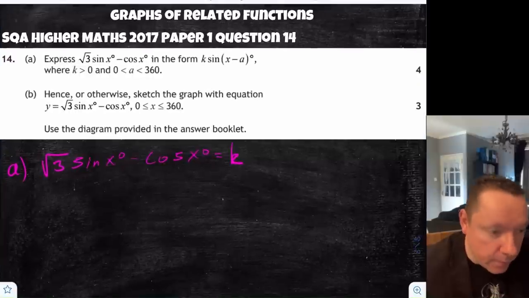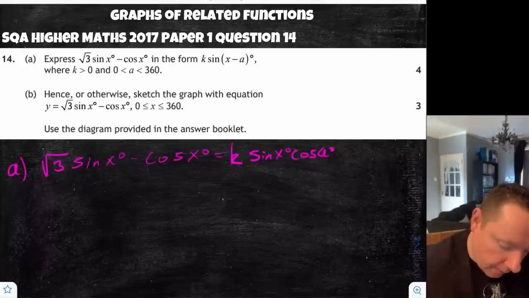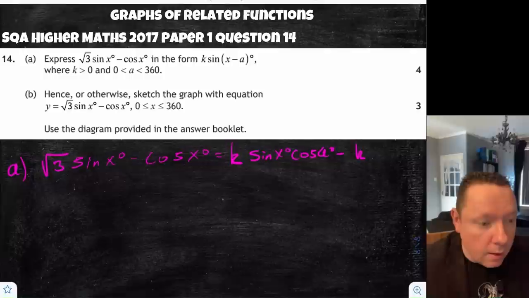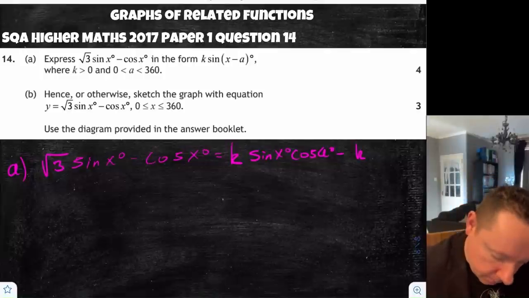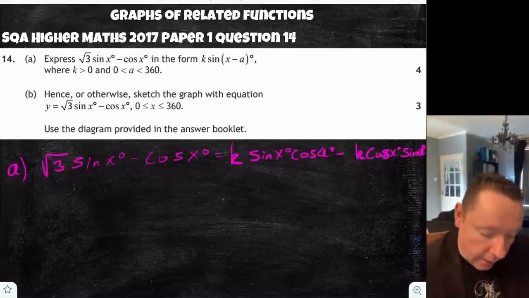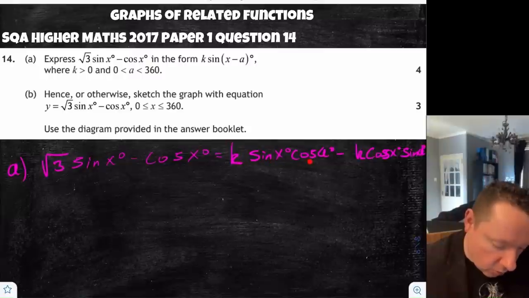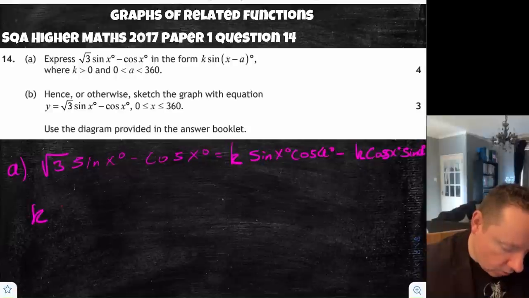That's k sine x cos a minus k cos x sine a. Okay, so then we just equate the parts to each other. So if we look at the sine x first of all, we've got k sine x cos a, so that means that k cos a equals root 3. So I can just write that, k cos a equals root 3.